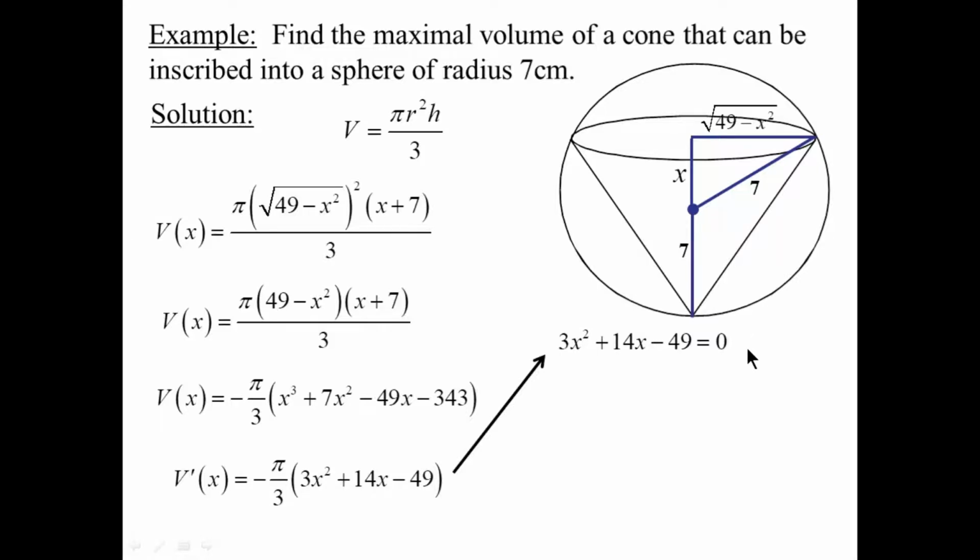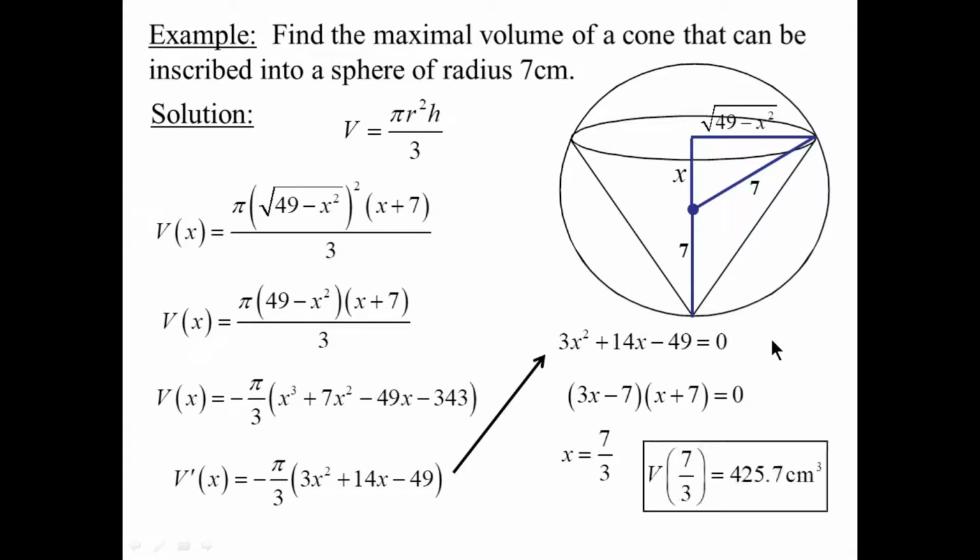And solving a quadratic equation. Factoring is good. This leads to x is either negative 7 or positive 7/3. Well, obviously from the diagram, x is not negative 7, so x is 7 over 3. And the volume for 7 over 3 is 425.7 cubic centimeters. Please don't take my word for it. Take 7 over 3, plug it into the volume expression. This one here looks inviting, possibly even this one here. Plug it in, do the math, and confirm that yes, the volume is 425.7 cubic centimeters.